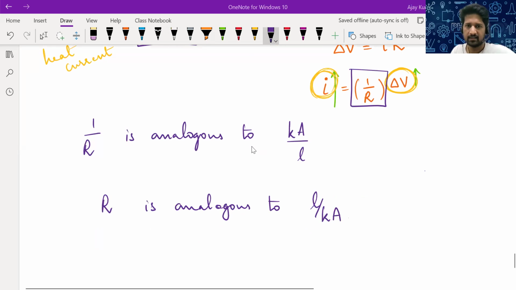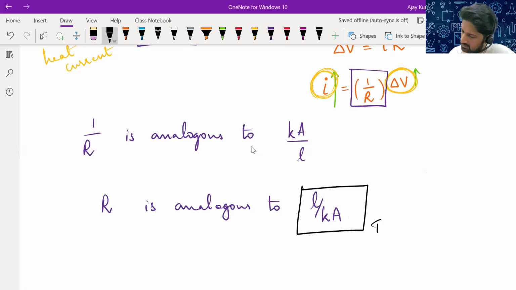So R is electrical resistance. Fine. We'll learn that in detail in the chapter electrical current. When electrons flow through a conductor, they undergo collisions. The electrons are not allowed to freely move through a conductor. So that opposition to the flow of electrons is what we call electrical resistance. Similarly, there is an opposition to the flow of heat that is called thermal resistance. So this term L by KA that you see here is called the thermal resistance of that conductor.